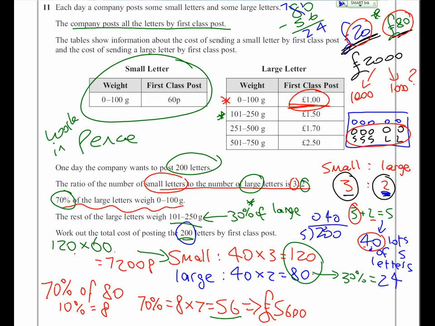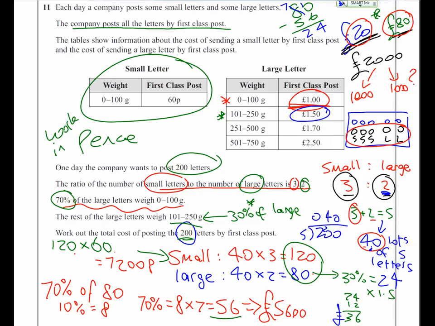24 letters costing you £1.50. So think of that as timesing by 1.5. Okay? So think of it times 1.5. Well, one lot of 24 is 24. Half of 24 is 12. 24 plus 12, you're going to get 36. So it's costing 36 quid.